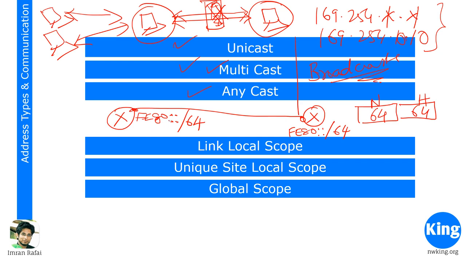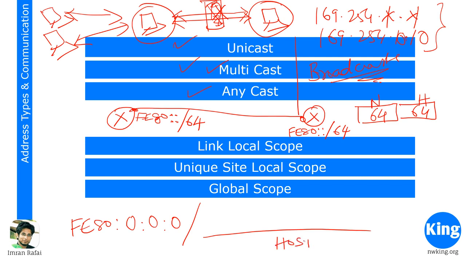FE80 means it is FE80 and 000, and then there is a host part. This host part is different for this device and it is different for this interface. Now this is automatically configured. Now how do they configure this part? That is using the MAC address.